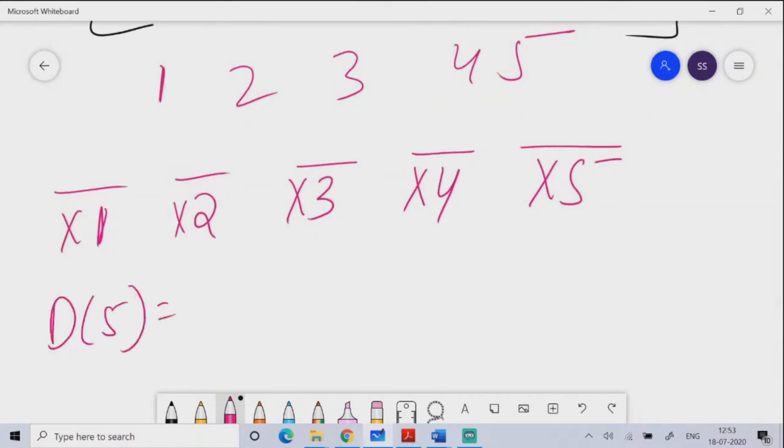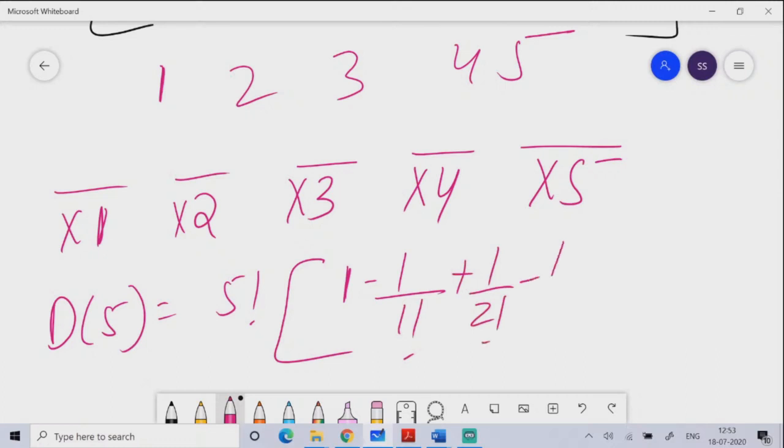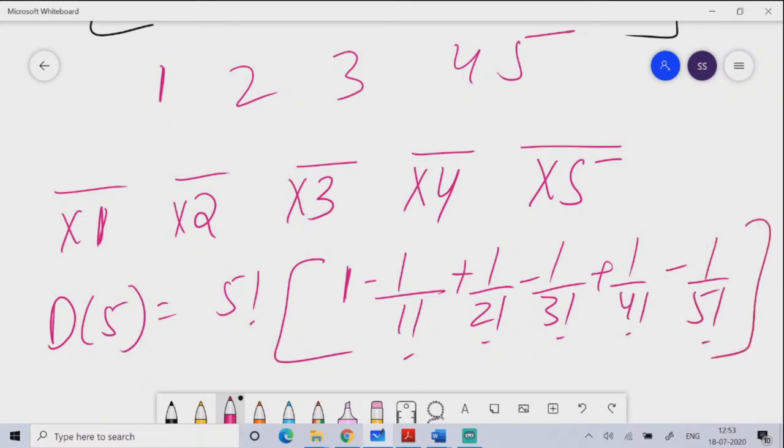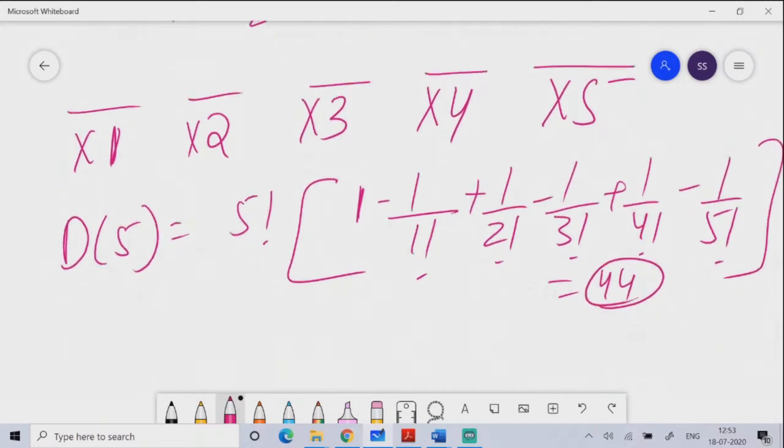So this derangement is 5 factorial into 1 minus 1 by 1 factorial plus 1 by 2 factorial minus 1 by 3 factorial plus 1 by 4 factorial minus 1 by 5 factorial. If you solve this, you will get the answer 44. So if possible, memorize this.